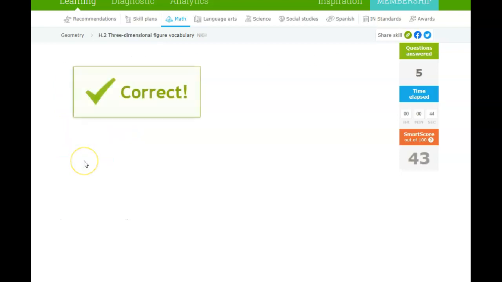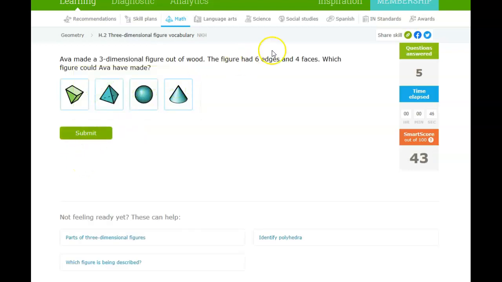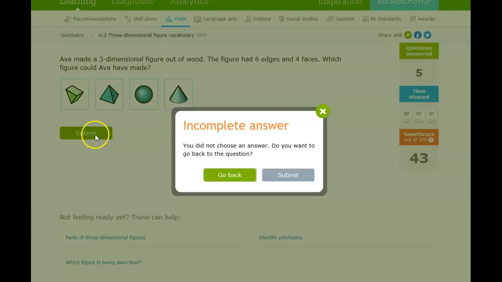Again, all polygons. Okay, this figure had 6 edges and 4 faces. So 4 faces means there's only 4 flat sides. So I'm thinking it would be this one. You've got the 3 at the top and the 1 at the bottom. And if you count the edges, there are 6 as well.